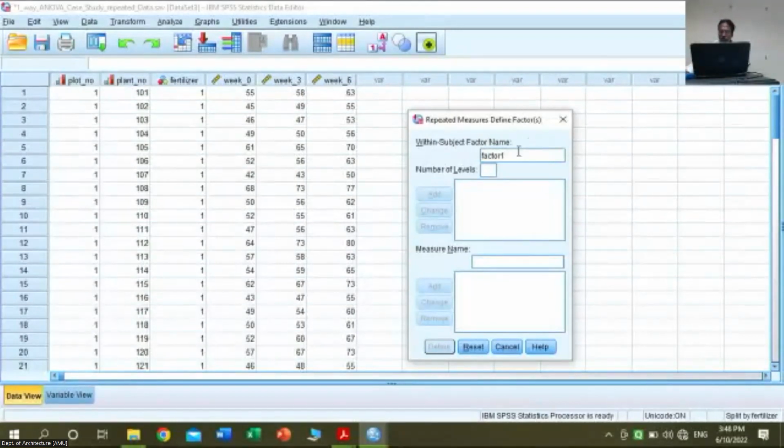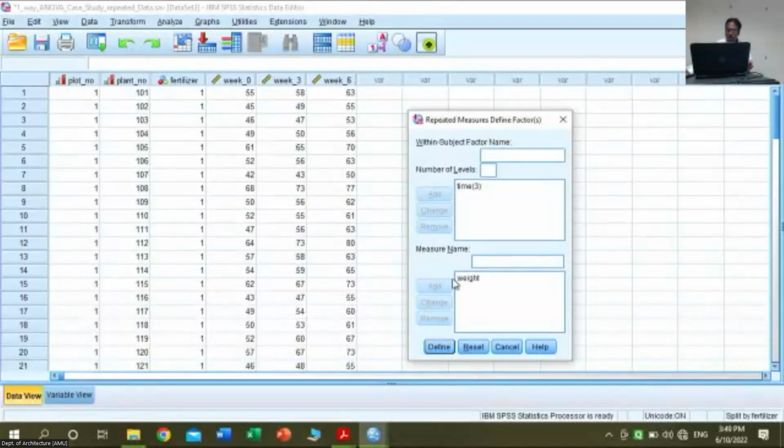So here we'll delete this factor 1 and we'll type here time. Okay. Number of levels of the factor is 3 because 0 weeks, 3 weeks and 6 weeks. So the number of levels is 3, and we'll add here. So time 3, that means 0 weeks, 3 weeks and 6 weeks. Measure name: we want to check the weight. We write here weight like this, and here we'll add.